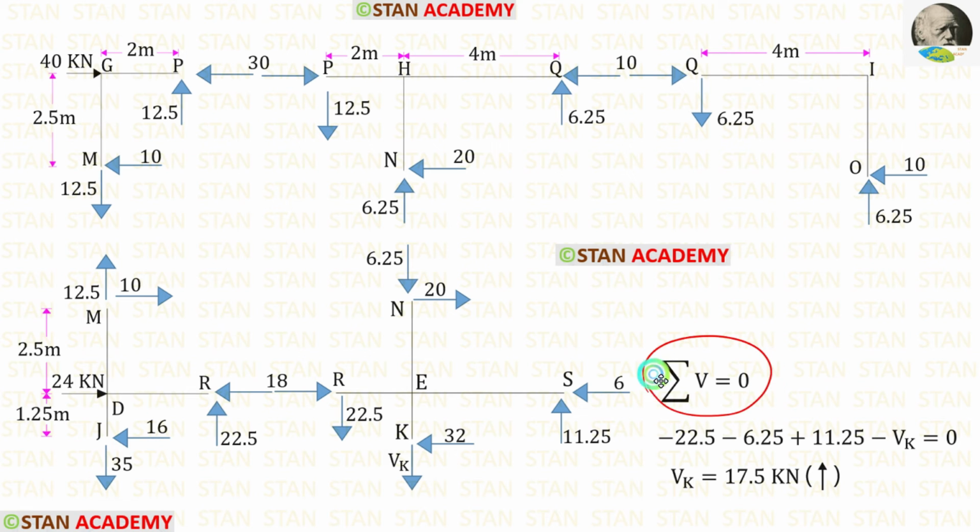Now let us apply this rule and find VK. This force and this force are acting downwards, so both of them are negative. This force is acting upwards, so it will be positive, and VK is acting downwards, so it will be negative. For VK, we will get minus 17.5 kilonewton. We are getting negative value, that means our assumed direction is incorrect. Actually, VK is acting upwards.